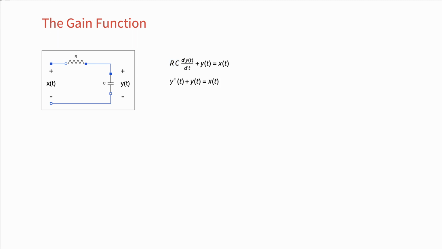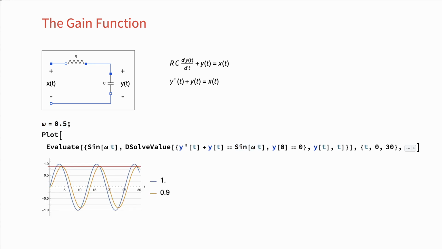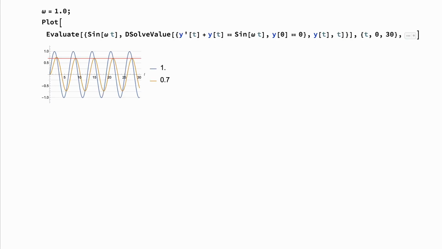Now, having this RC circuit and the differential equation modeling the RC circuit, let's plot an estimate of the amplitude of the output signal when x of t is a sinusoidal function equal to sine of 0.5t. Note that the horizontal line here shows the amplitude of the output signal. Now, if we repeat the measurement at the frequency omega equal to 1 radian per second, we have the output signal as shown here.